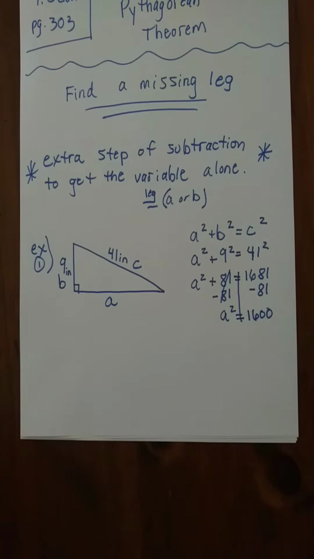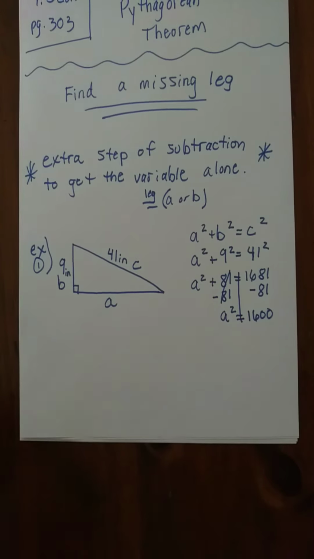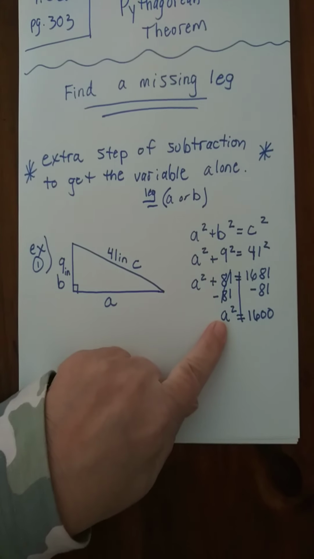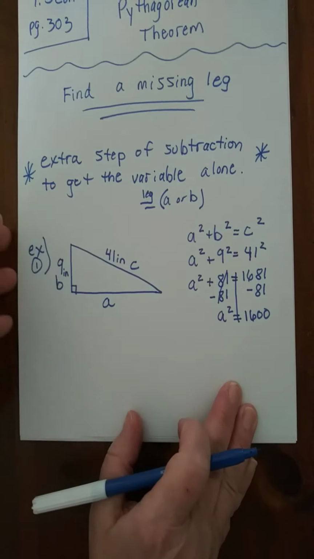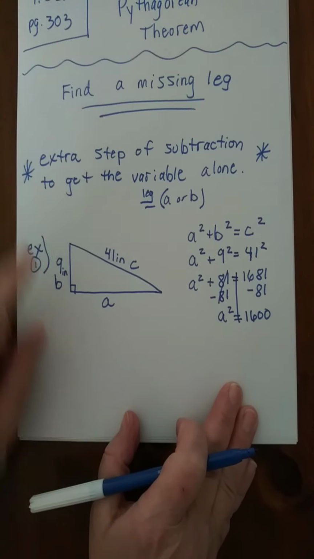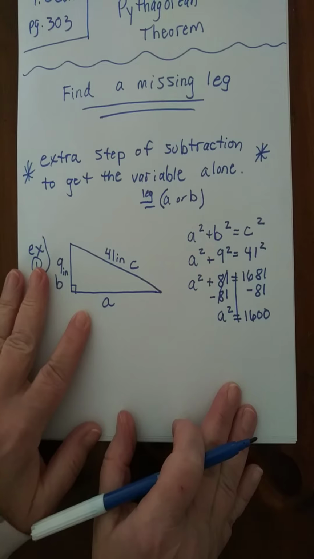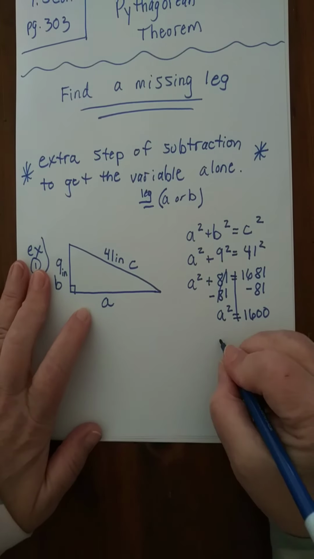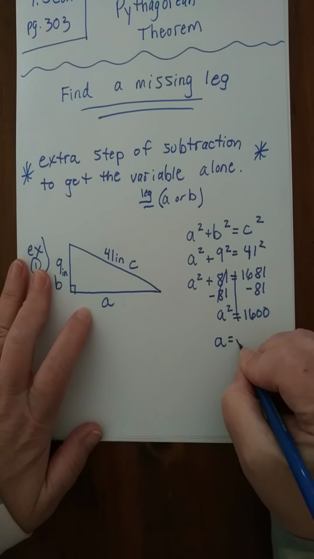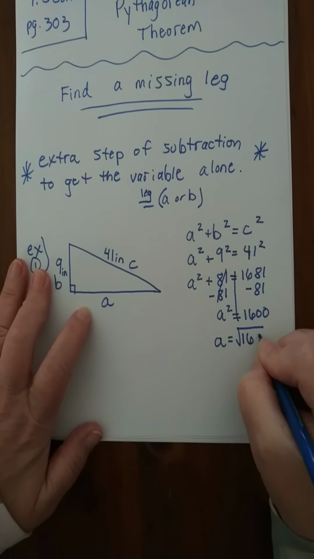Okay, so even though we have A by itself, we're not finished yet because two things. Remember, this is still squared. So if it's squared, that means we're not done with it yet, okay? And also, if we put 1600 over here in our picture, it doesn't make any sense. It's way too big. So in order to get A by itself, we have to take the square root of 1600.